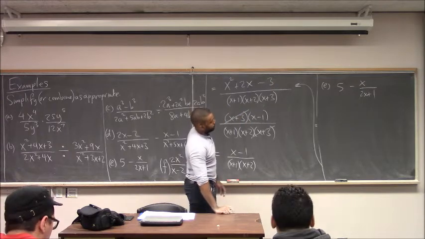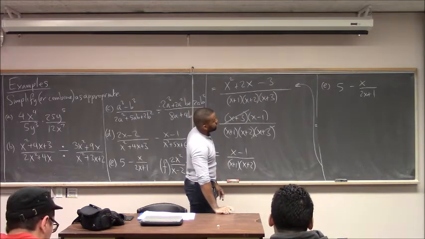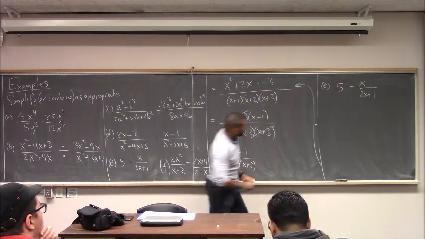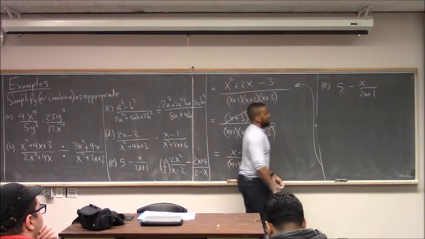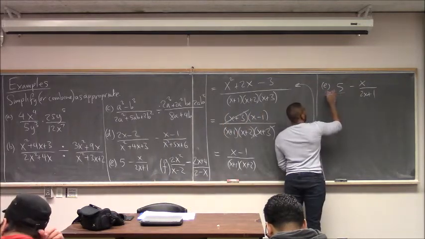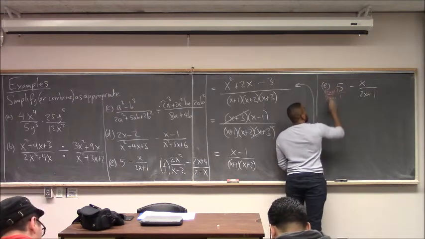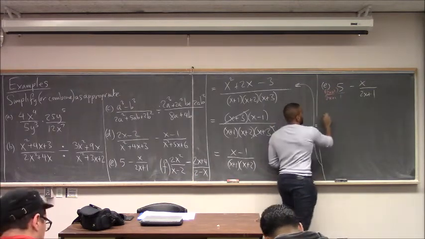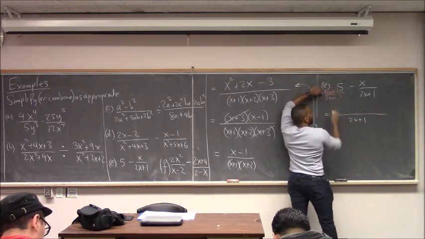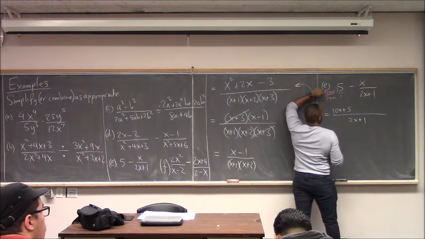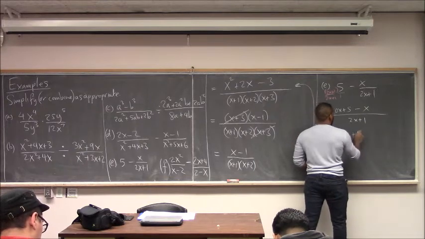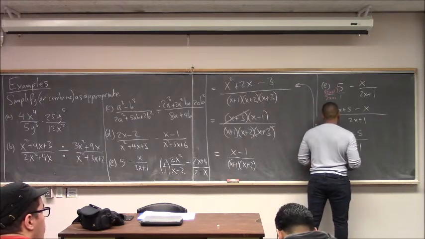Those, x plus 5 by 2x plus 1 over 2x plus 1. Same deal, right? You think of this 5 as 5 over 1, so you want to create the common denominator, so obviously that's missing the factor of 2x plus 1 over 2x plus 1. So now I can combine everything over 2x plus 1. So it's 5 times 2x plus 1, 10x plus 5 minus x. So you get 9x plus 5 over 2x plus 1.